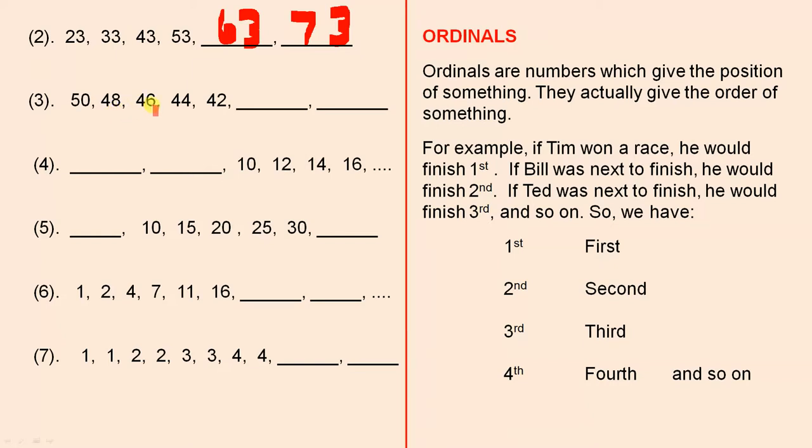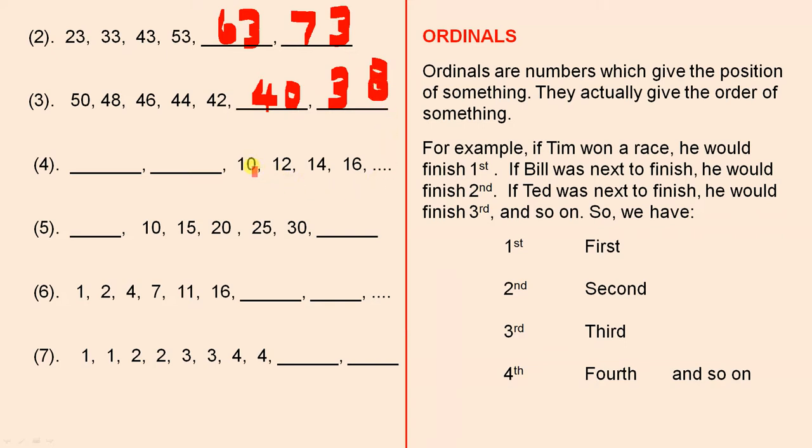50, 48, 46, 44, 42. You can easily see we're going down, and the difference between each of the numbers is 2. So if we keep going down by 2, that must be 40 and that must be 38. There we go.